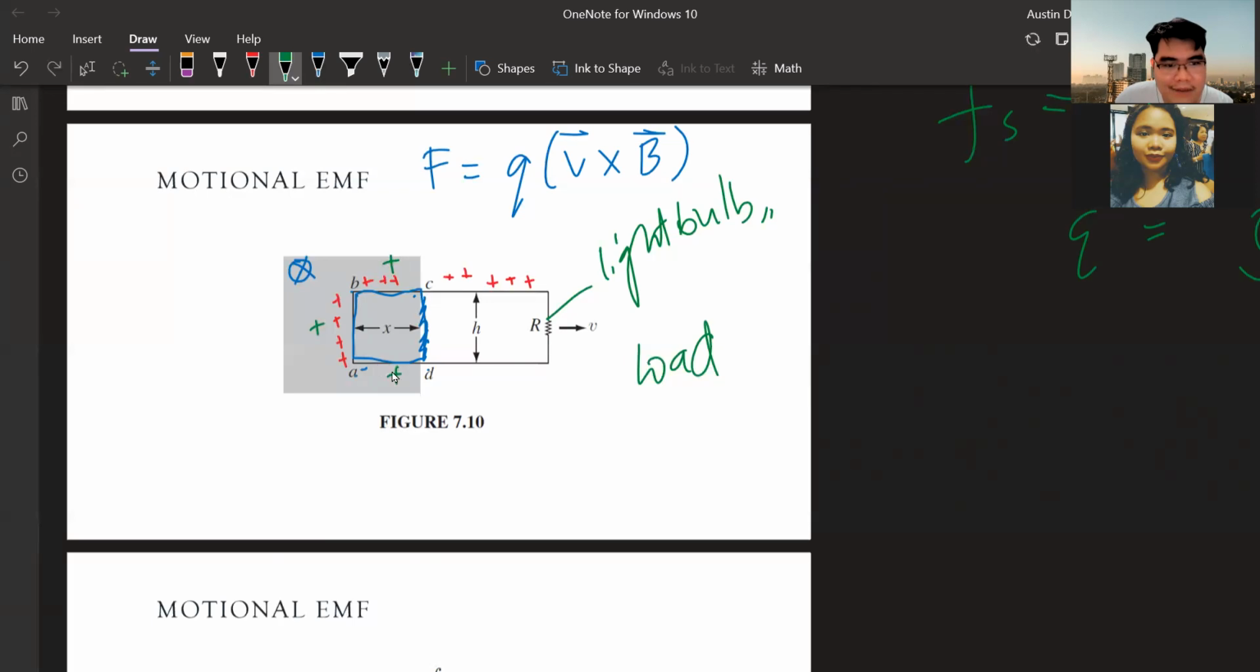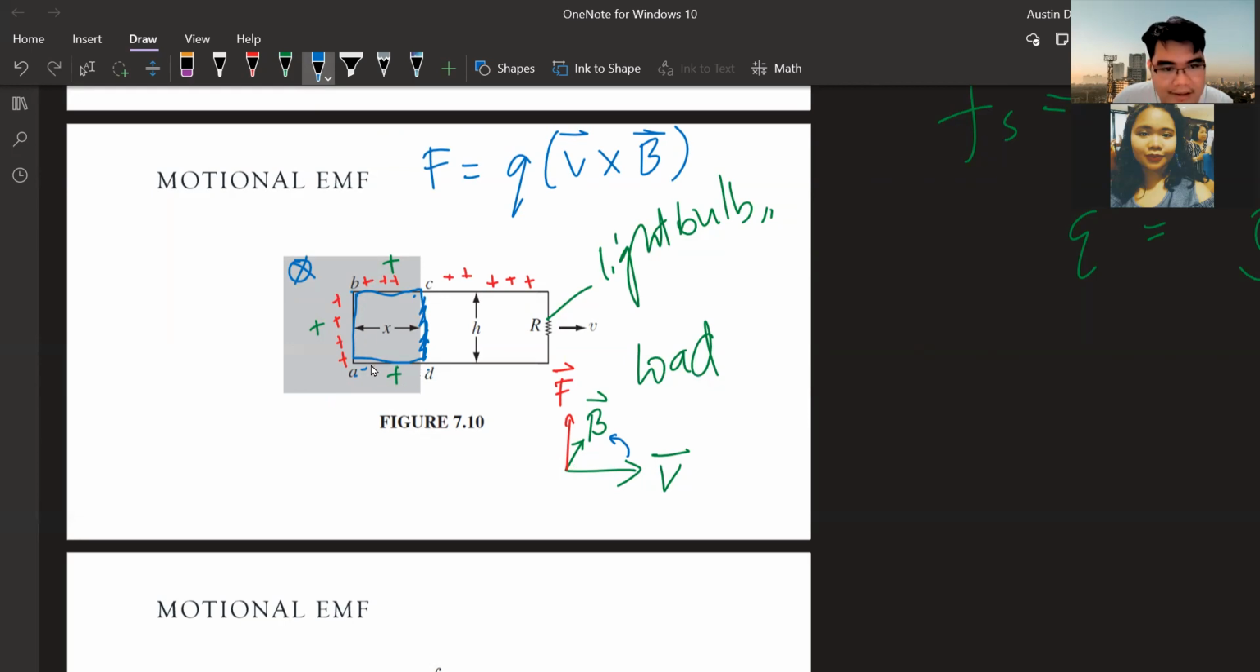Sa baba, yung sa A to D, maraming charges dyan, but tingnan natin, yung velocity mo goes this way, and yung B mo is into the page. So V cross B is really upward, right? If you do the right-hand rule from v going to the magnetic field B, ang makukuha mong force is upward. Tama ba? So that's for all charges. Lahat naman sila going to the right with the velocity v.